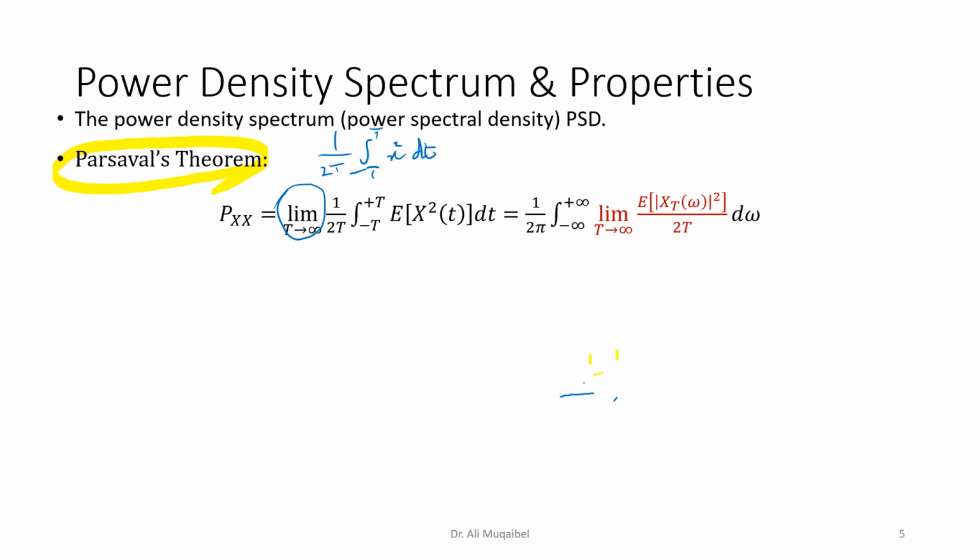Now what you see here is that instead of dealing with the time signal, we have replaced it with the expectation of the random process in time. So this is the definition of power.